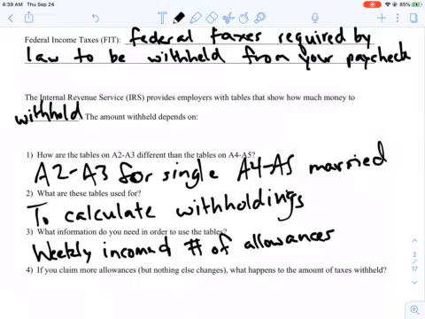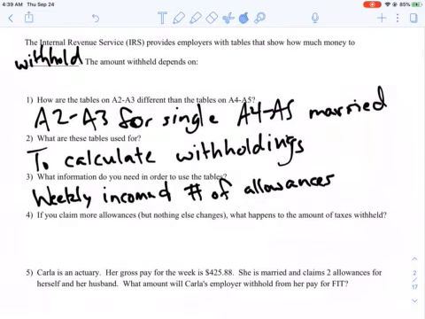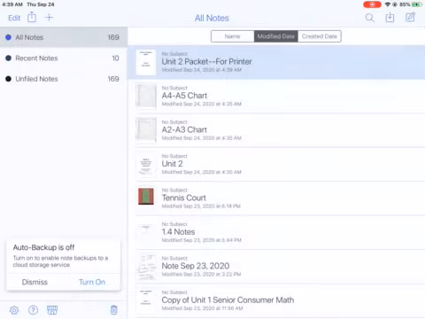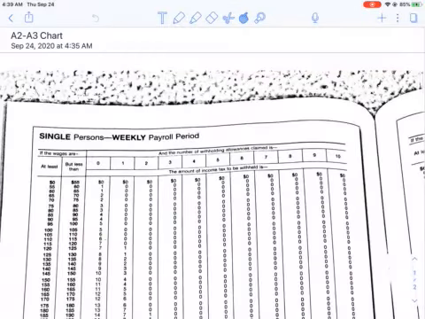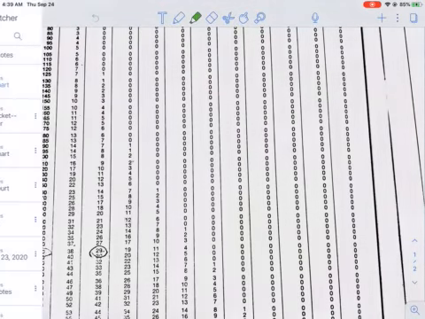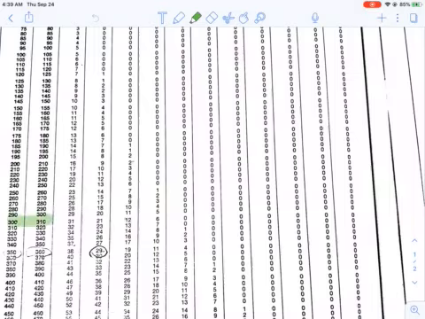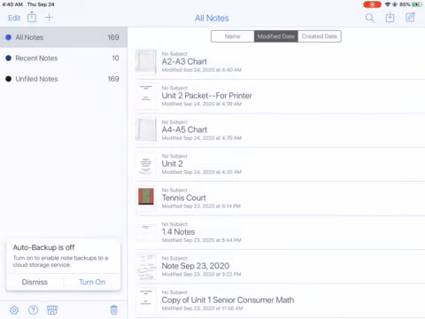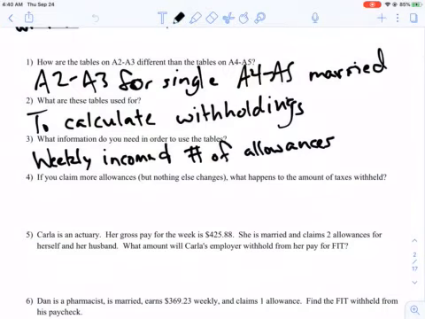So if you claim more allowances, what happens to the amount of taxes withheld? Well, let's see. Over here are your allowances, and you're going to notice as we go across here, the numbers get smaller. So the more allowances you have, the less you pay in taxes. So if you claim more allowances, you pay less. So let's look at some situations.